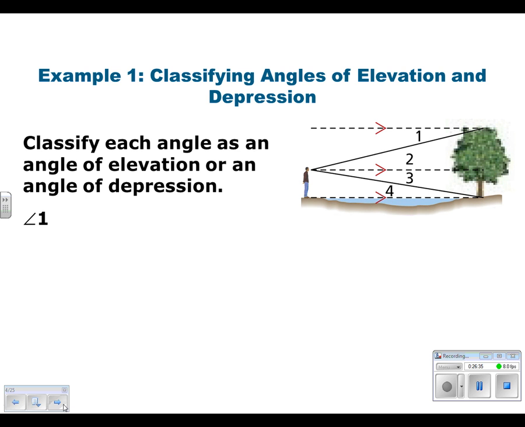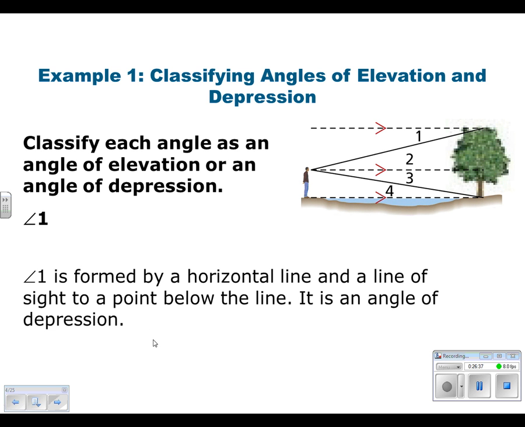Now we have the answer. Angle 1 is formed by the horizontal line and the line of sight to the point below. This is an angle of depression.